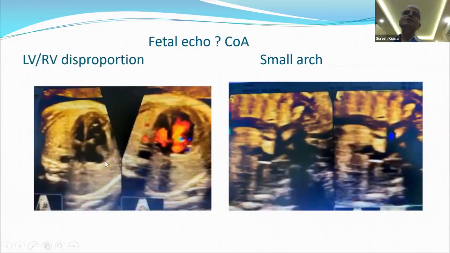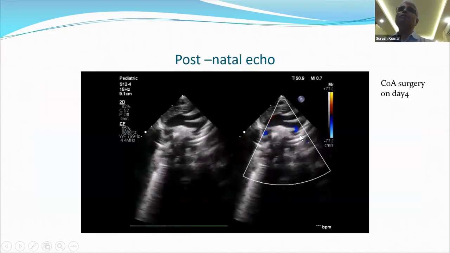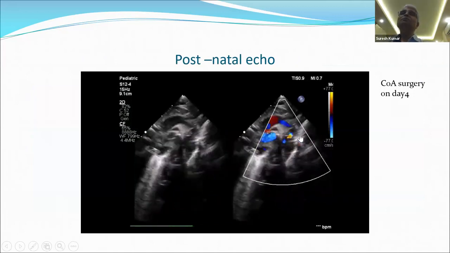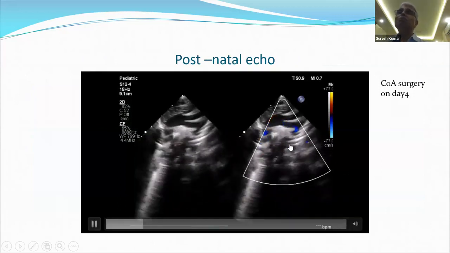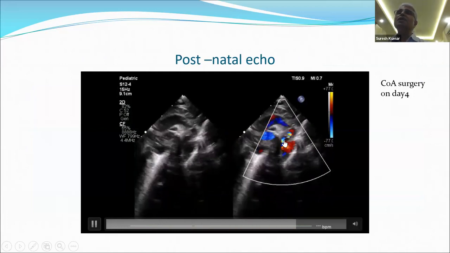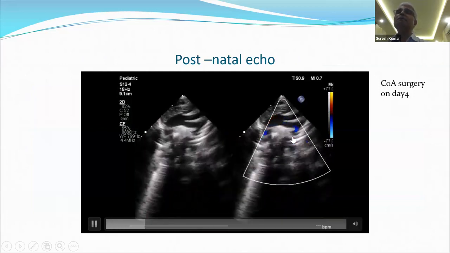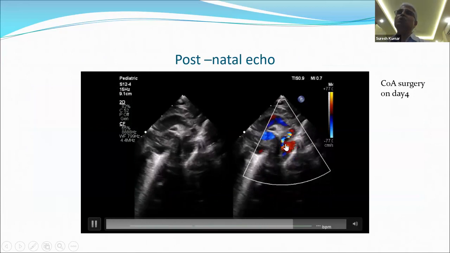This was the initial fetal echo. You can see that this is the mid-cavity diameter of the LV. Compare this with the mid-cavity diameter of the RV, and the arch is quite small. And this was the baby's postnatal echo. You can see that there is obvious coarctation. There's a little distal arch hypoplasia, and the blood squeezing past the tight coarctation.